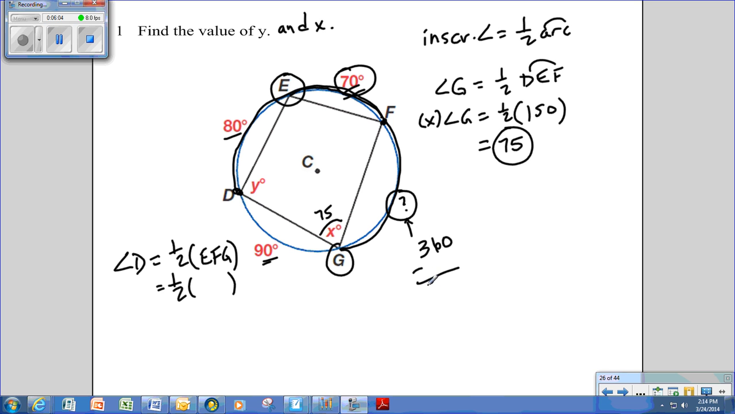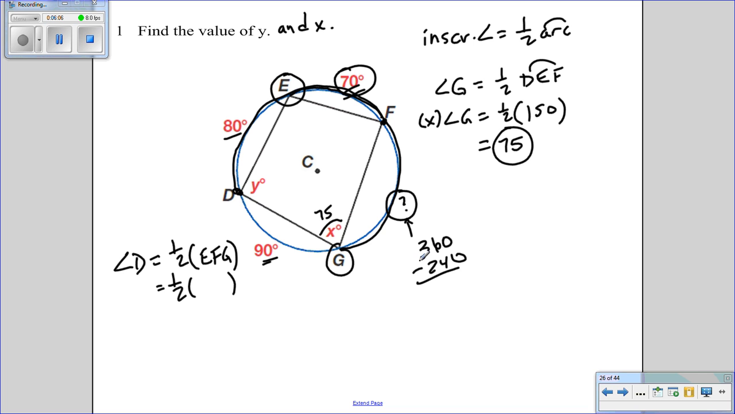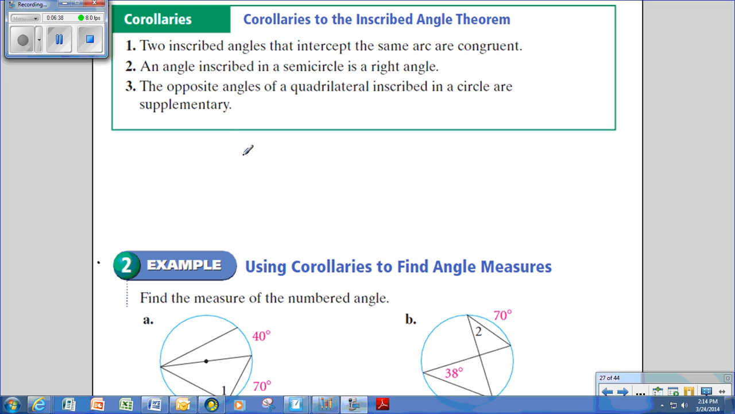Okay, if we add those numbers up, we get 240. And if we subtract 360 and 240, we get the measure of this arc, which is 120. So again, from here all the way to here is going to be the measure of the arc I need, which is 70 plus 120, which is 190. So I know the measure of this angle right here is half of 190. Do that right, you get 95.